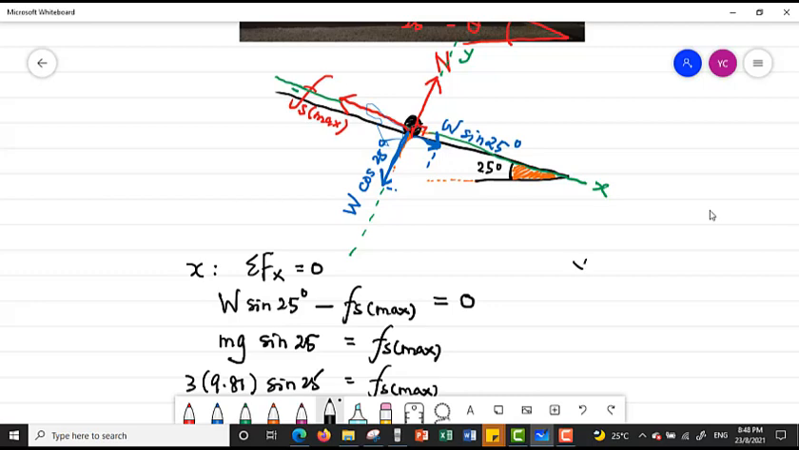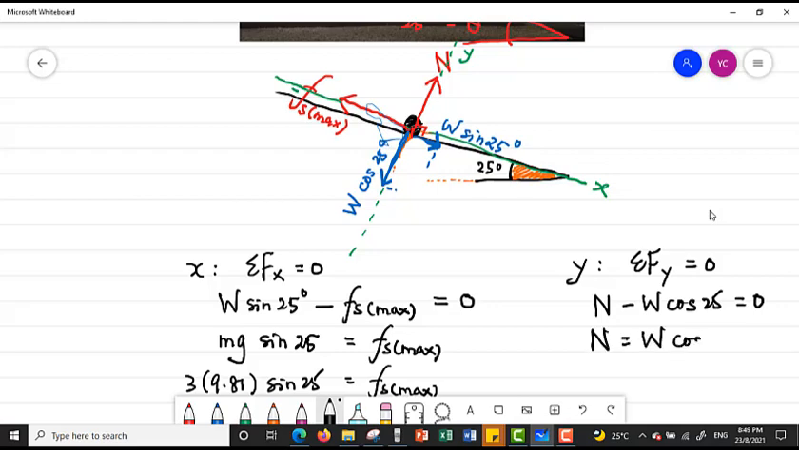So, we have for the y-axis, the summation force along y-axis is equal to 0 also. Why? Because the object didn't move along y-axis. Dia tak ada terbang ke atas. So, summation force component y 0. So, normal upward, positive. But W cos 25 is opposite to the normal. So minus W cos 25 equal to 0. So we can find our normal force. So the normal force will be weight cos 25.